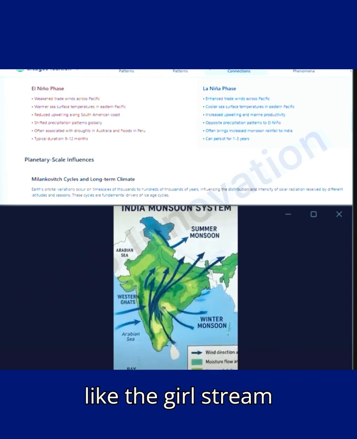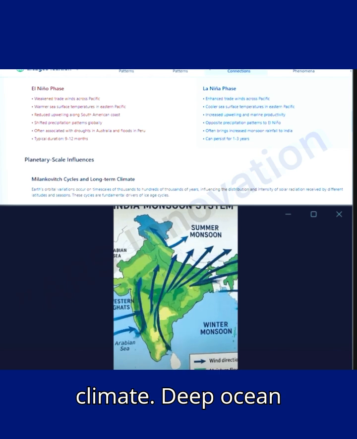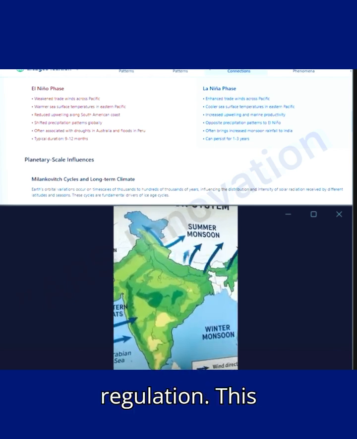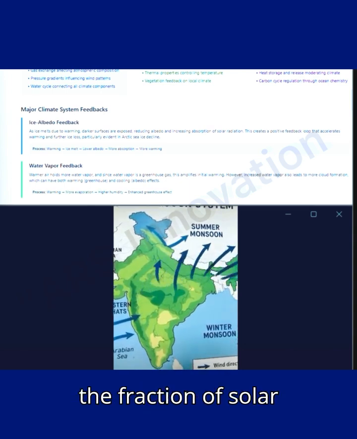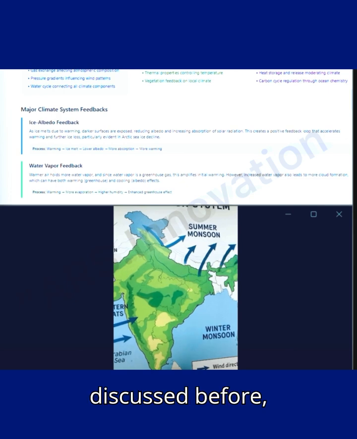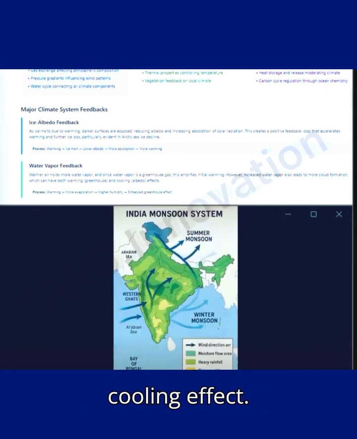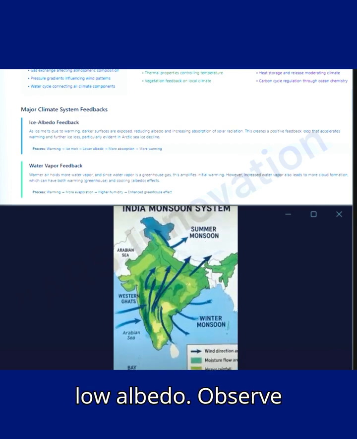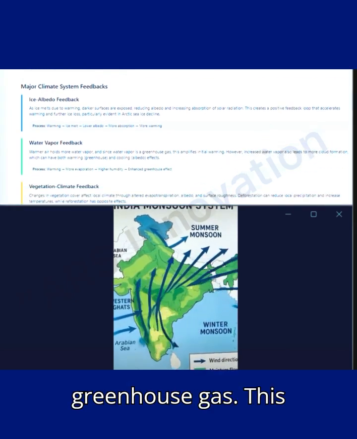Oceanic circulation transfers heat from the equator towards the poles. Currents like the Gulf Stream affect regional climate. Deep ocean currents, thermohaline circulation, play a long-term role in climate regulation. Albedo is one of the important concepts. It is the fraction of solar energy reflected by a surface, as we discussed before. Snow and ice have high albedo, that is a cooling effect. Dark surfaces like ocean or forest have low albedo and absorb more heat.